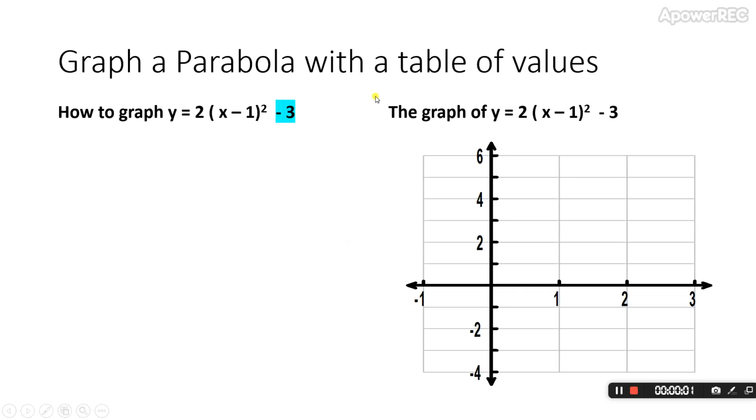How to graph a parabola with a table of values. In this case, we have y equals 2 bracket x minus 1 all squared, subtract 3. So to do this, we're going to first locate the vertex.